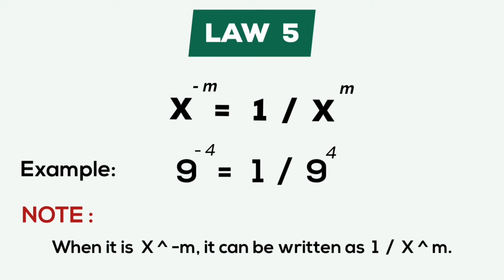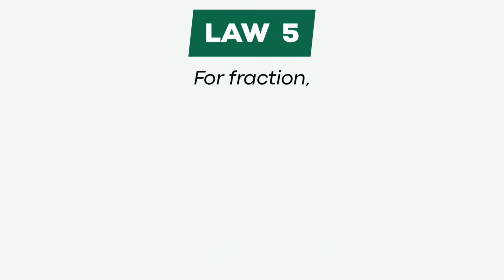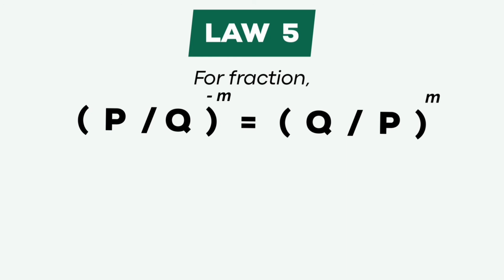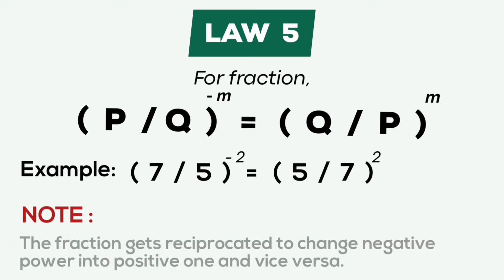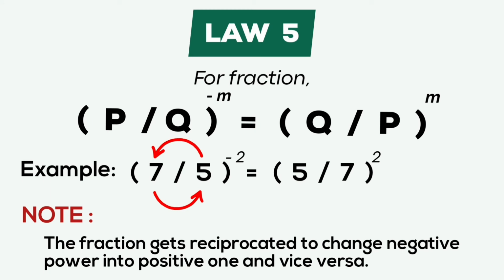For a fraction number, this law can also be explained as p by q whole to the power minus m is equal to q by p whole to the power m. For example, 7 by 5 whole to the power minus 2 can be written as 5 by 7 whole to the power 2. The fraction reciprocals and the negative power becomes positive.